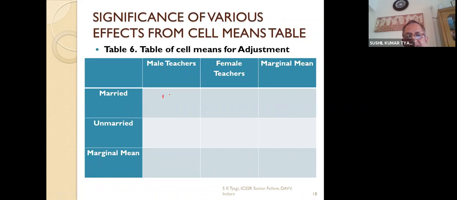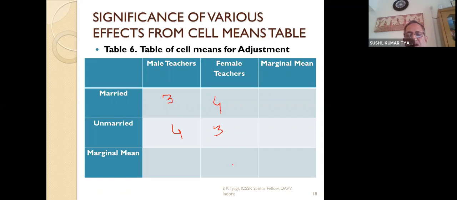This mean is 3. This mean is 4. This mean is 4. This mean is 3. And the marginal means are, because the sample size is the same, therefore we can safely say that the whole mean is 3.5. So it is 3.5, 3.5, 3.5, 3.5.